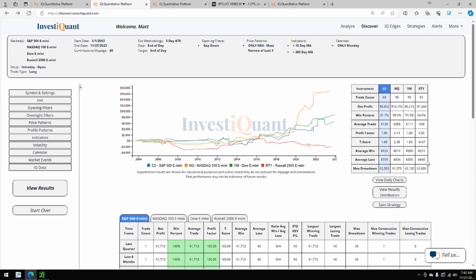So historically speaking, this pattern's favored the bulls a bit more often here, and the winners have been a little bit larger on that side as well.